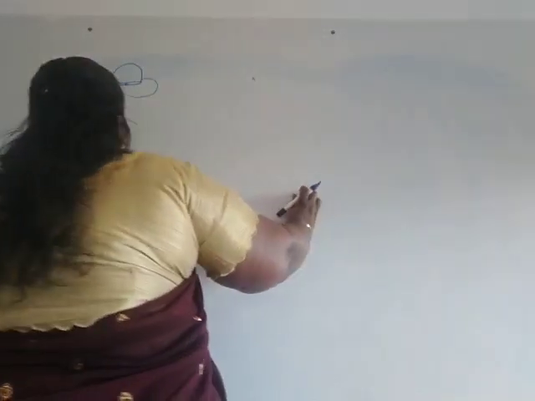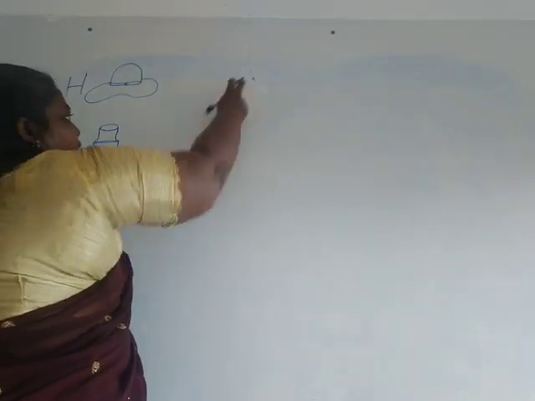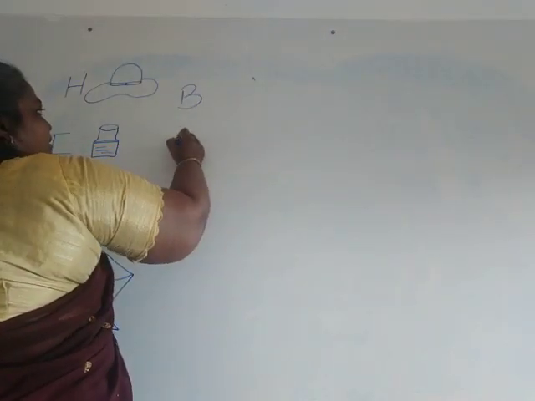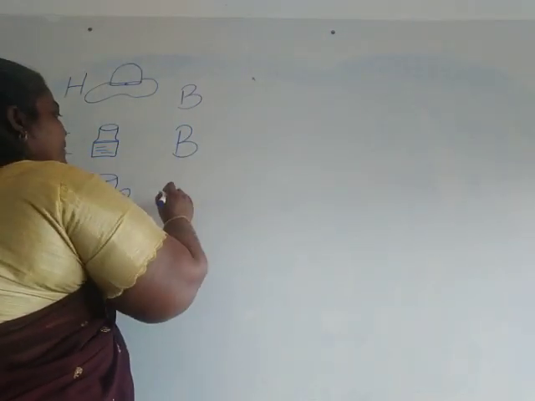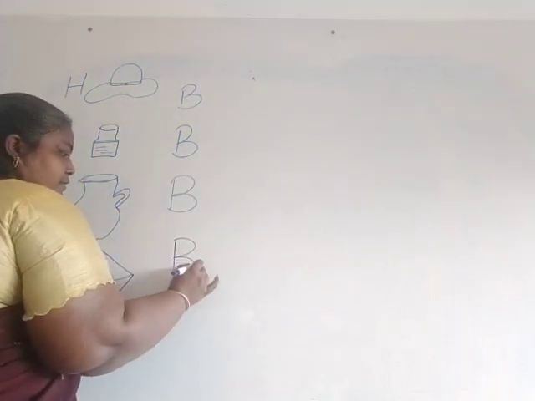Ini thirumbiyum B ezhudhalama? Ezhudha classwork note. Maybe line pottu vechirunga. Pottu ezhudhingala. B. Capital B.